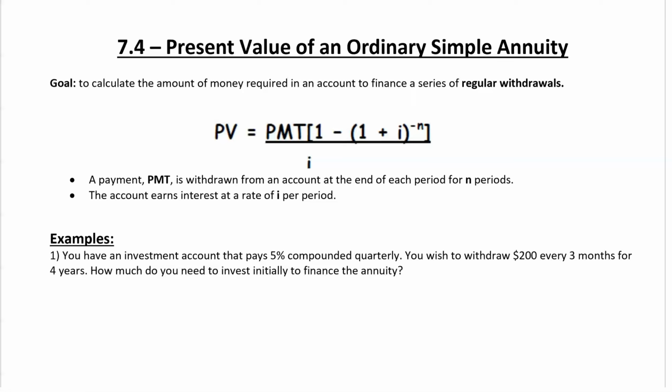Here is our formula. PV is equal to payment times 1 minus 1 plus I to the exponent negative n, all divided by I. Okay? We already talked about what payment is. It's your regular withdrawals that you're going to do for n periods. And the account earns an interest rate of I per period, which means we take the rate and we divide it by the amount of periods that happen a year, or compounds per year.